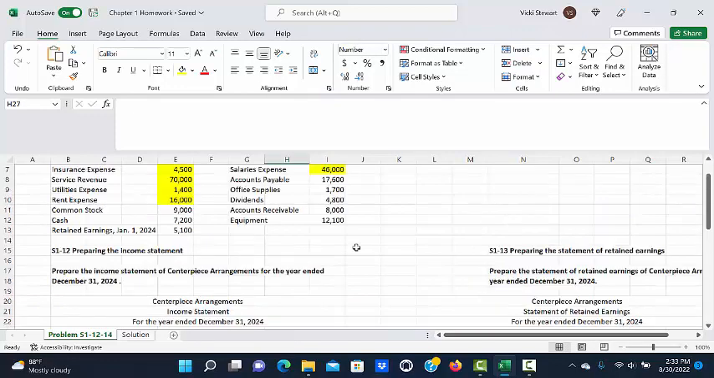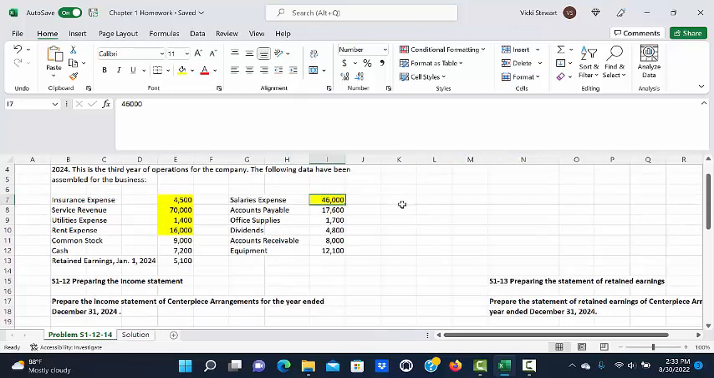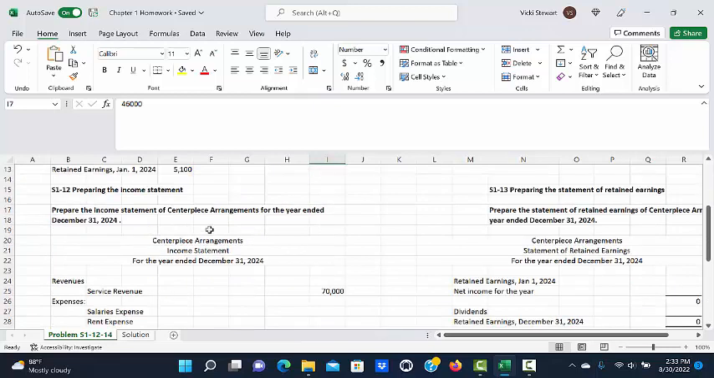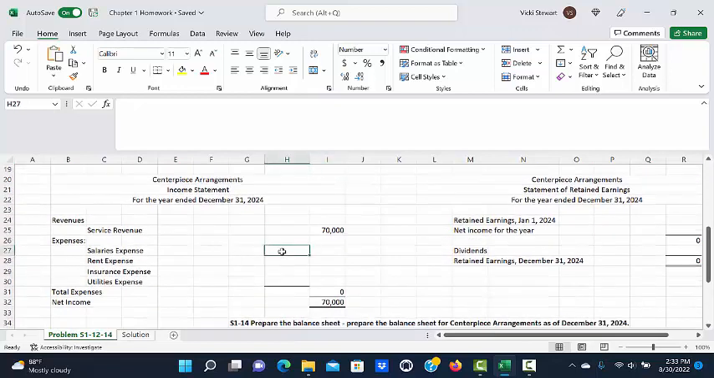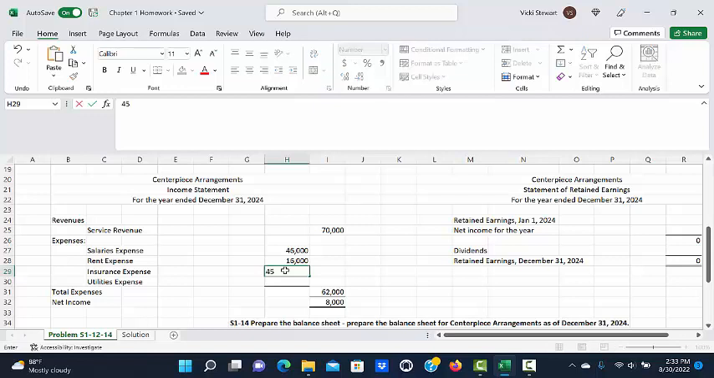So how do we determine the order to list the expenses? Expenses are normally listed in the order from the largest to the smallest. So salaries expense would be first, then rent expense, then insurance expense, and then our last one would be utilities expense. So we're going to list those next. Salaries expense, $46,000, rent expense, $16,000, insurance expense was $4,500, and the last one was utilities expense, which was $1,400.